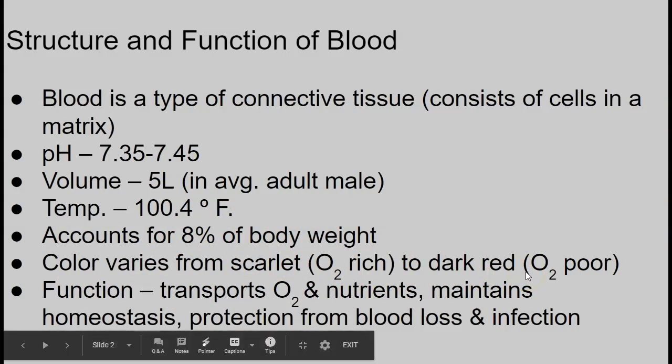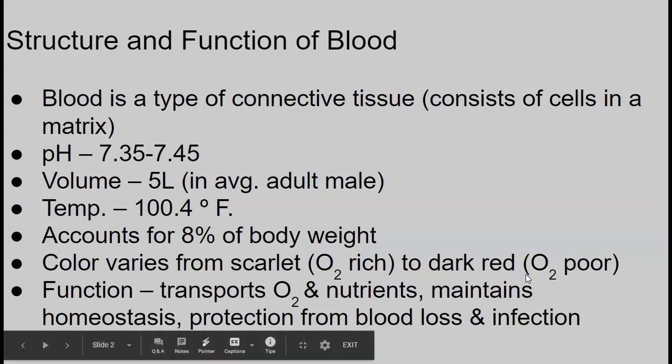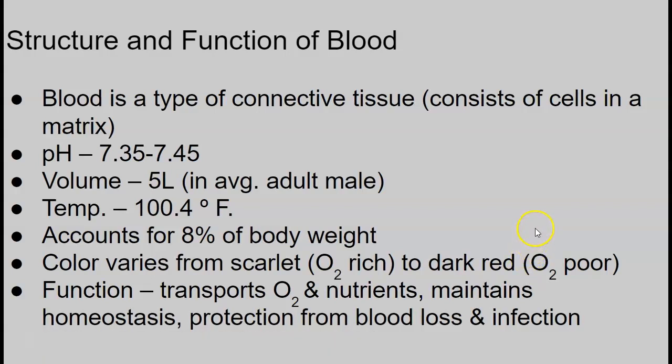Now, you may have heard before or seen before that blood could be blue. That is not true. There are some organisms, like for example horseshoe crabs, that have blue blood, but that is because they have copper in their blood, and that turns into a bluish color. But our blood is never actually blue.